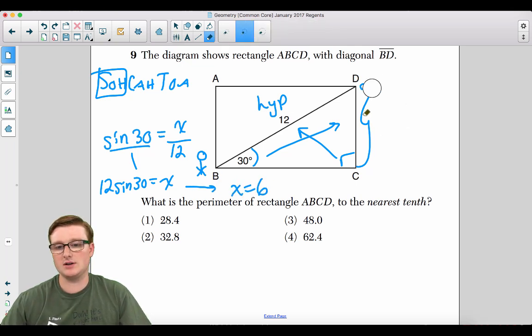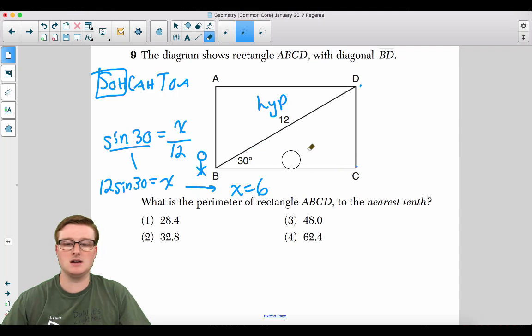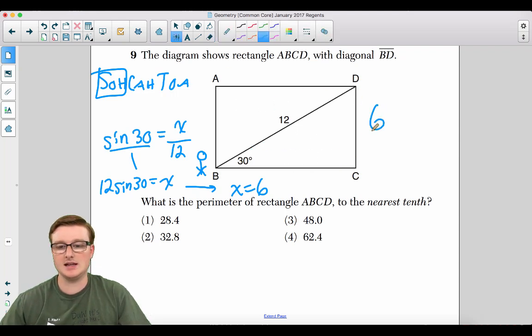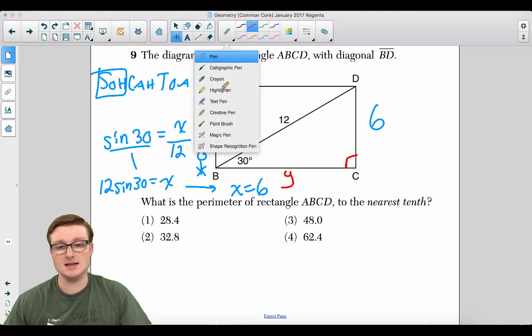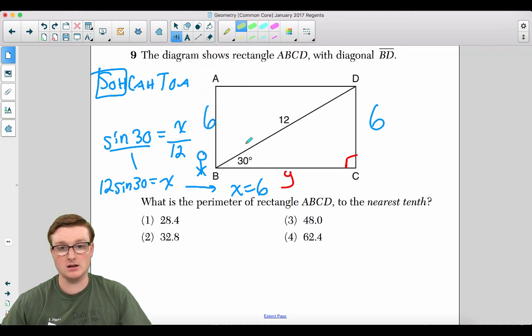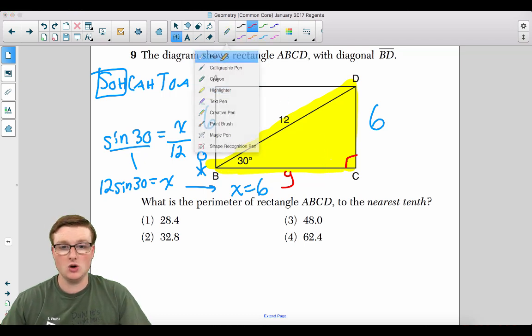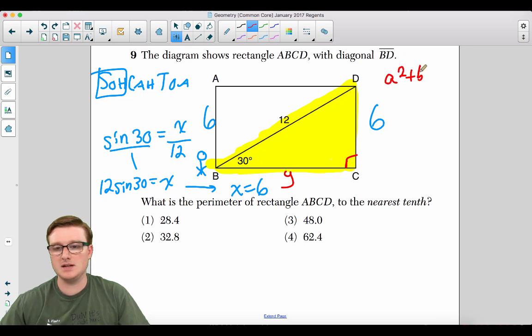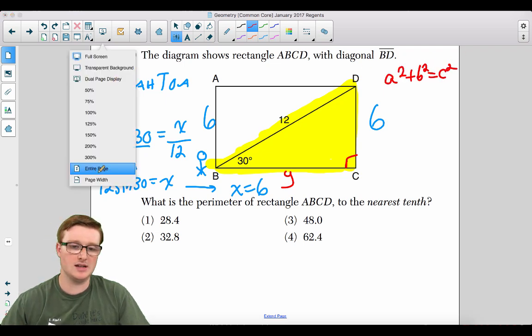So I'm going to get rid of this opposite side and all these other things in the middle. And I'm going to say that this is 6, and therefore this is 6 over here. Now, you need to solve for the length of BC. I'm going to call that y. Ladies and gentlemen, this is a right triangle. If we're given two sides of a right triangle, we could solve for the third by using the Pythagorean theorem. So that's exactly what I'm going to do. I'm going to say a squared plus b squared is equal to c squared. Let's go ahead and solve for it.